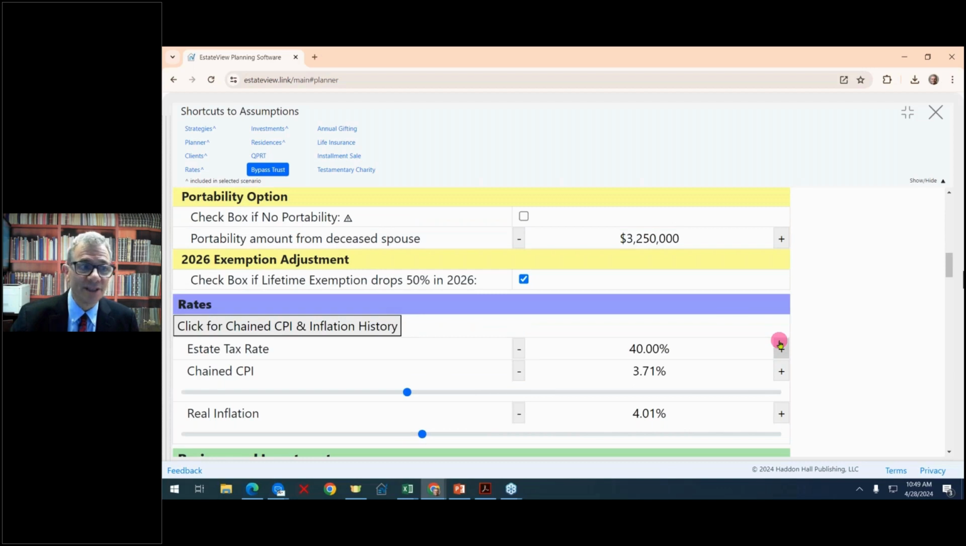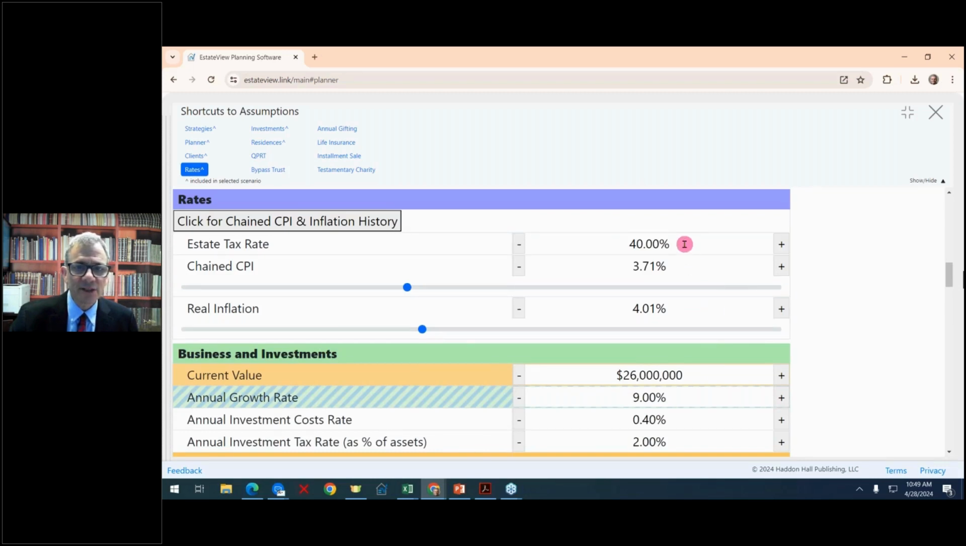Then the big question is, will the exemption reduce by half in 2026? You can say yes or no, and then later on you can change that to compare the results. Estate tax rate 40%. We do not cover state estate or inheritance taxes, but if he is in a state that imposes a 5% state estate tax, you might get an approximation of the situation by putting in 45%. What's your guess on what the chained inflation will be for the exemption and annual gifting allowance to go up each year? We're guessing 3.71%.